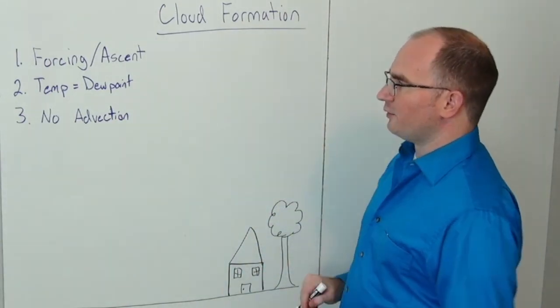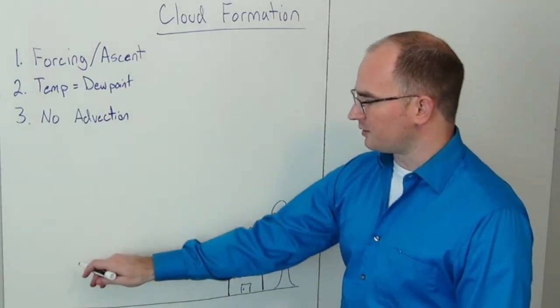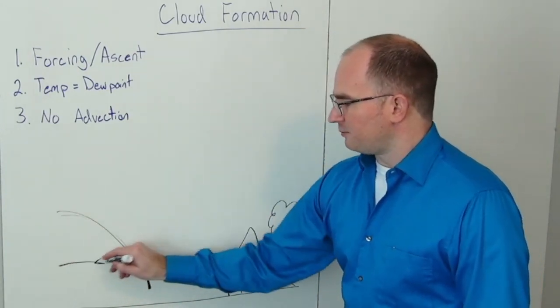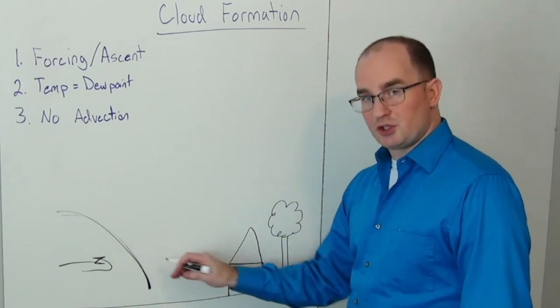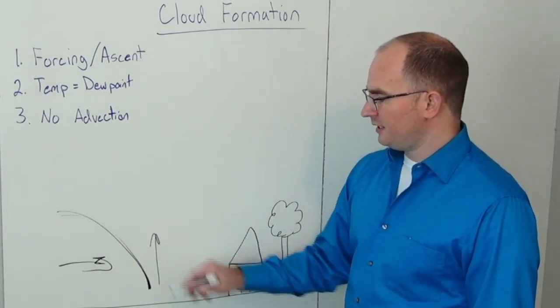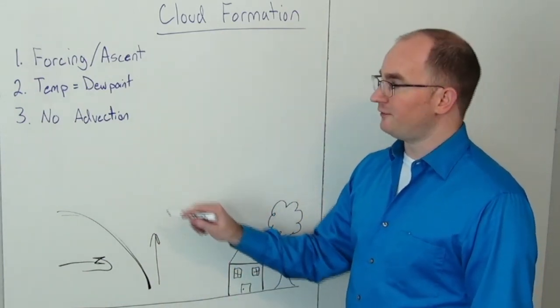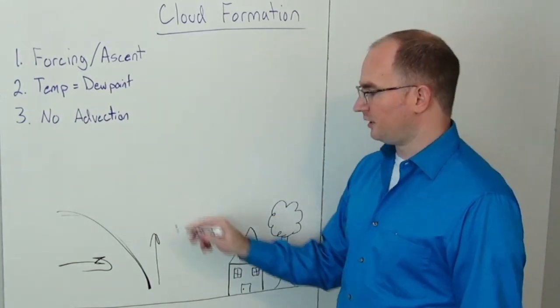All right, so let's start out with forcing and ascent. Now, forcing can happen along a cold front. So let's say you've got a big wall of colder air that's moving this direction. All of this cold air is going to be pushing its way into a place where the air is warmer, and that's going to force that air to move upward, and eventually it moves up high enough that the temperature equals the dew point, and you end up with a cloud.